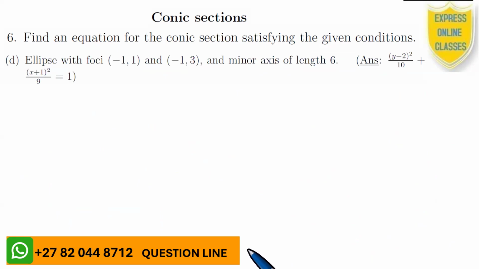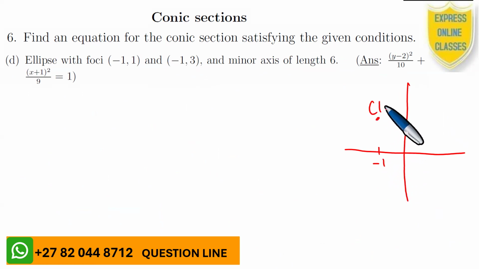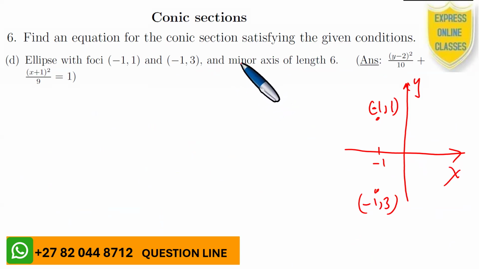Okay, this one is an ellipse, but now we have been given the foci, two of them. Let us picture a little bit and make sense of what is happening here. So the foci at x equal to -1 and y is 1. So we have a focus here. There's another one down here at -1, 3. The minor axis now is given. The minor axis has length 6. So this graph, because the foci are these ones, it means that it's going to be like this.